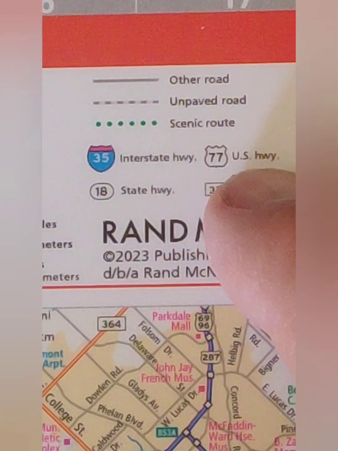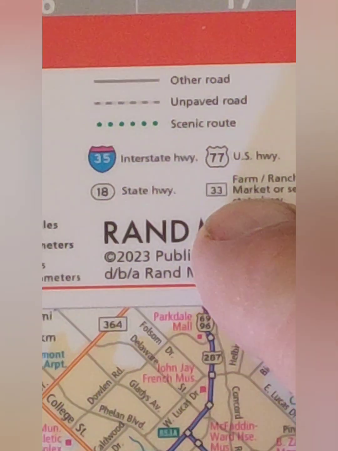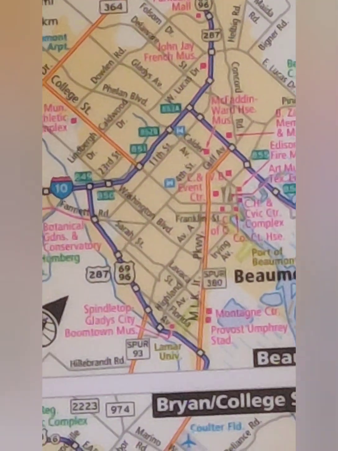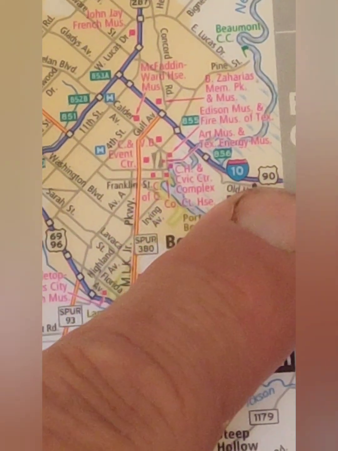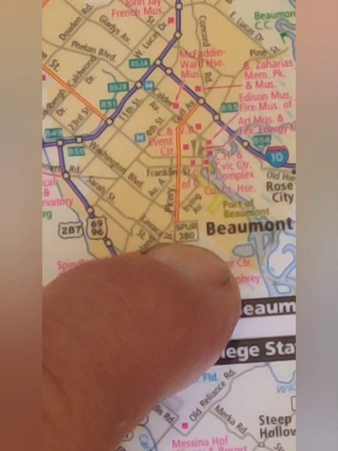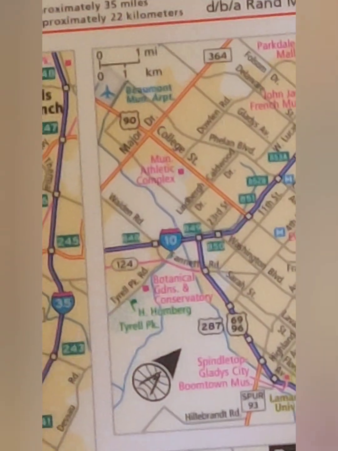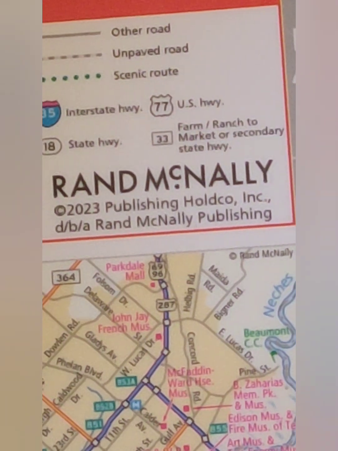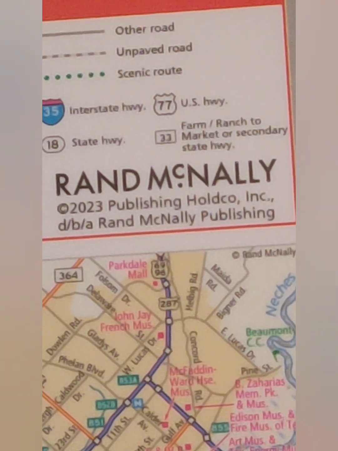You have your interstates, you have your U.S. highways, you have your state highways. If you're looking along here, if we come down here, see this is Interstate 10, that's State Highway 90. A lot of times they'll overlap. Here we have Spur 360, and that spur is a farm or ranch or market or secondary state highway. And then, of course, you do have your round ones.